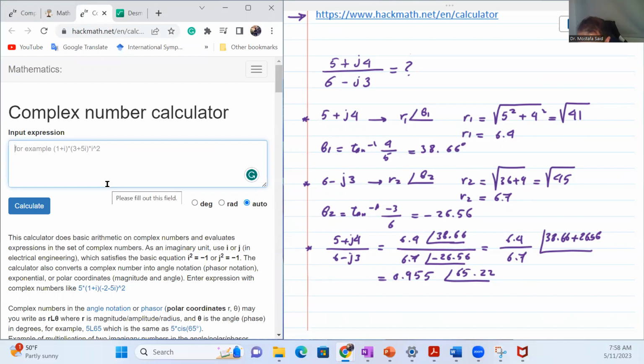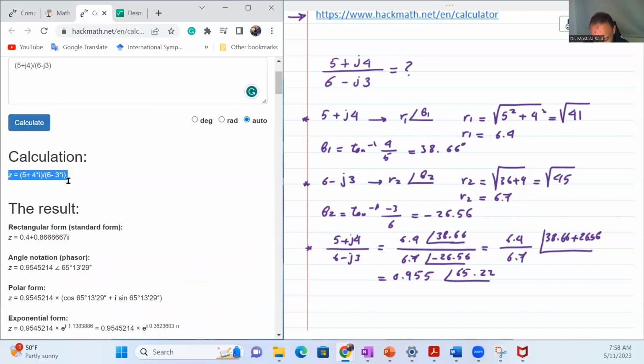Okay, so we have 5 plus j4 divided by 6 minus j3. And all you need to do is press calculate. First, it translates it into i4 so that you are sure you are using the same format as the website uses, which is i. So it converted for you. Don't worry, you can use j. That's what I'm saying: 5 plus 4 multiplied by i, which is the square root of minus 1, divided by 6 minus 3 multiplied by i, which is the square root of minus 1 again.